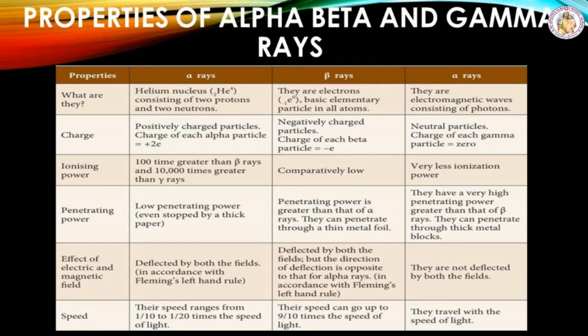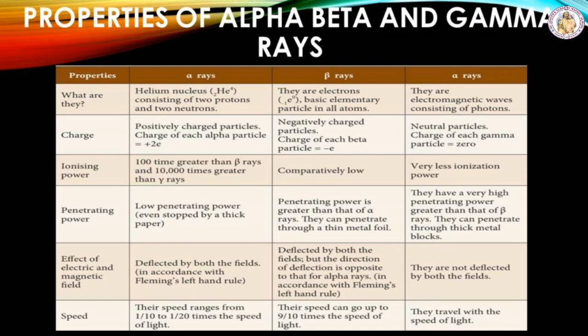Next, the penetrating power of alpha, beta, gamma. Alpha rays have low penetrating power, and can even be stopped by a thick paper. Beta rays have high penetrating power, greater than that of alpha rays, and they can penetrate through a thin metal foil. So even thin metal foil cannot stop these rays. They can pass through it.